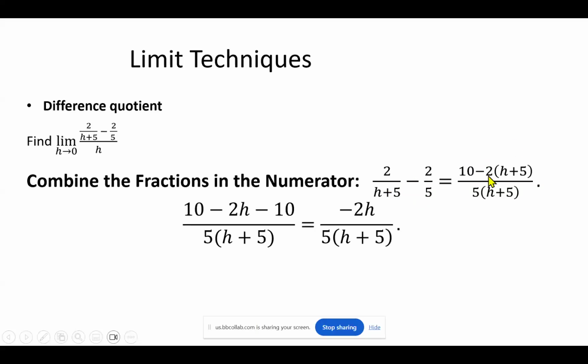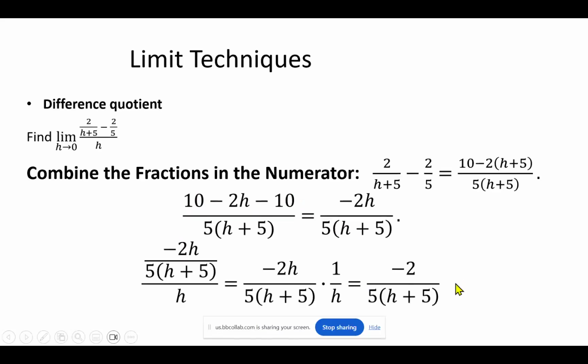In fact, if I do that, I'll have negative 2h, and then negative 2 times 5 is negative 10. I can cancel my positive 10 with the negative 10. And it simplifies as negative 2h over 5h plus 5. Okay, so now I put the whole thing. Notice that initially I had a fraction and all of that was divided by h. So I simplify the numerator, which is all of this, and then my fraction divided by h.